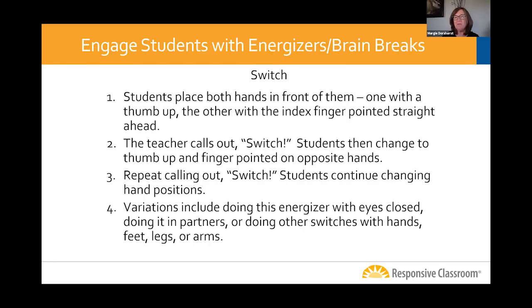And literally, it sounds goofy. There's not a lot of movement to it, but it refreshes your brain and gets you thinking and ready for some more learning.